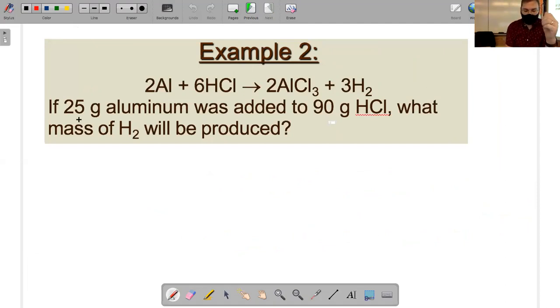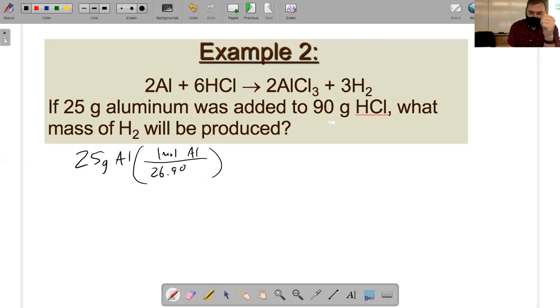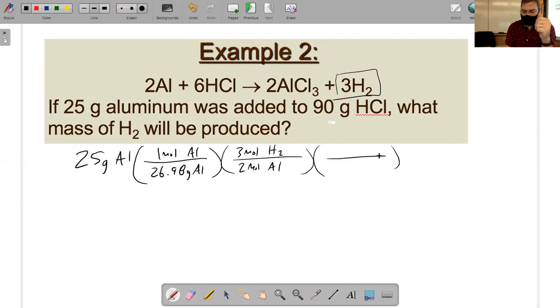So all you really got to do is start with this mass of aluminum. I'm just going to take 25 grams of aluminum, first convert it to moles. Every mole of aluminum has a mass of 26.98 grams. And then the next thing, because we're trying to figure out the mass of hydrogen that's made, you need a mole ratio. In the chemical equation, for every 2 mole of aluminum, that's the coefficient in front of the aluminum, you get 3 mole of hydrogen. And because we're trying to figure out the mass of hydrogen, you just use the formula mass for hydrogen. Every mole of hydrogen has a mass of 2.02 grams. That's the formula mass on the periodic table.